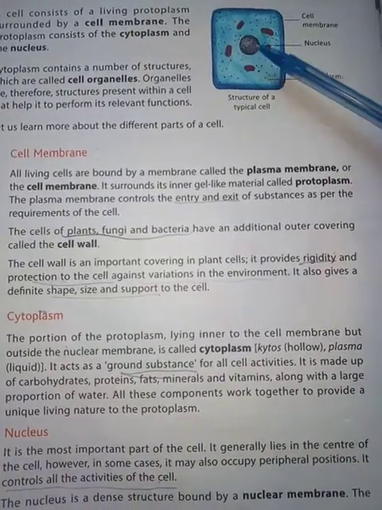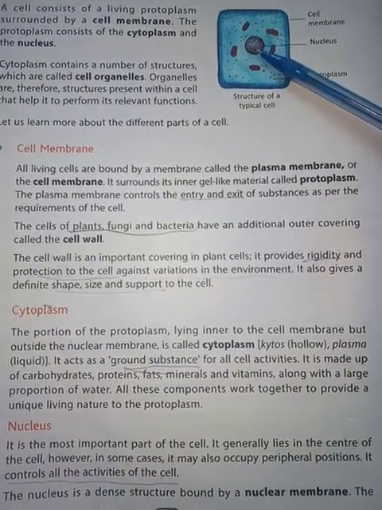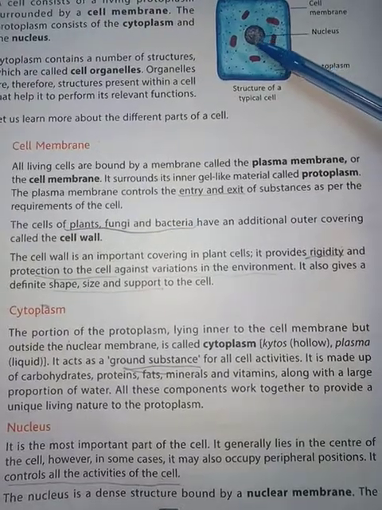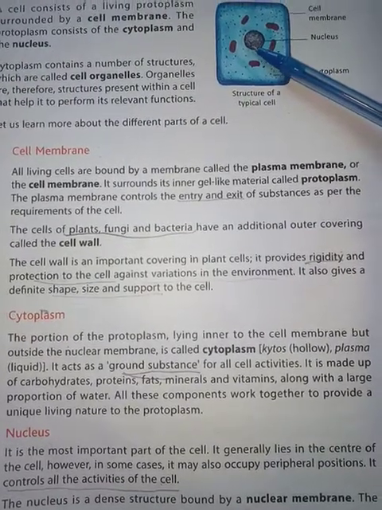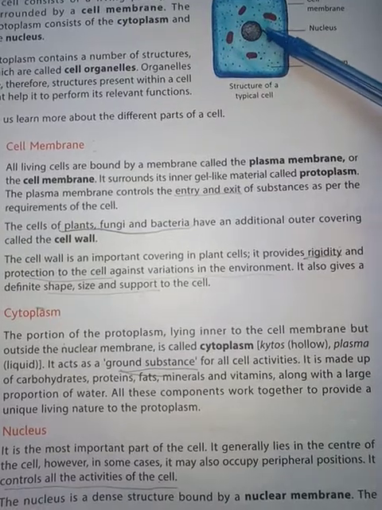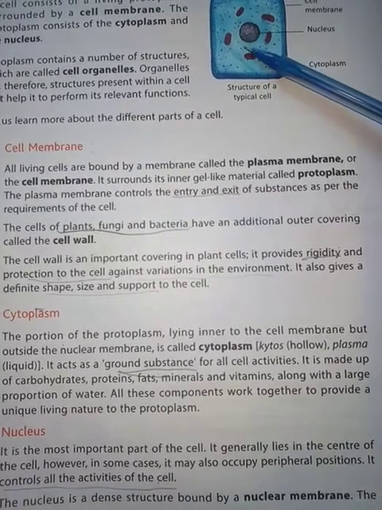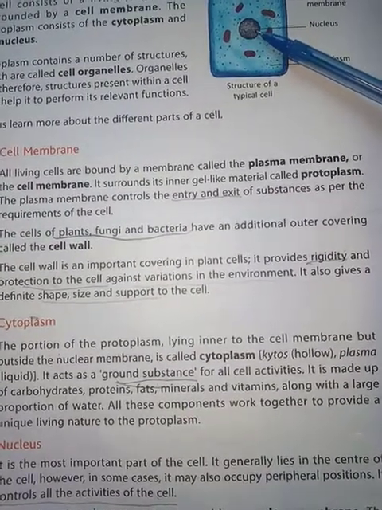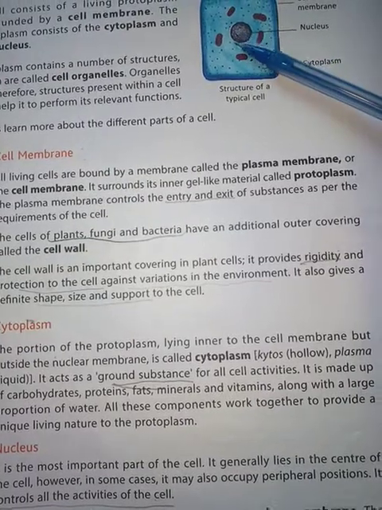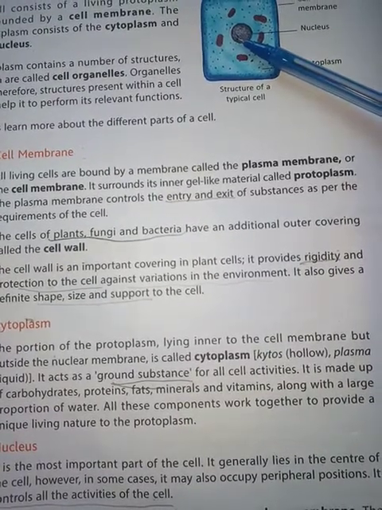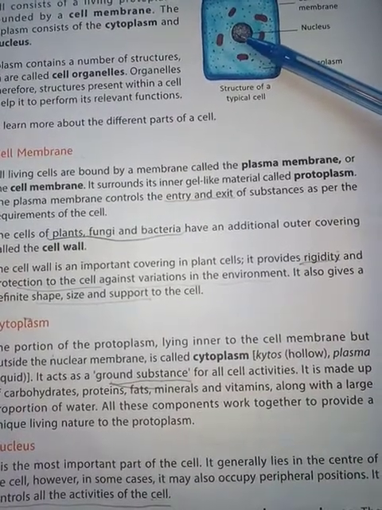Next is about the nucleus. Nucleus is a very important part of the cell. It controls all the activities of the cell, and the nucleus has a membrane known as nuclear membrane, and inside the nuclear membrane there is a protoplasm of the nucleus known as nucleoplasm.